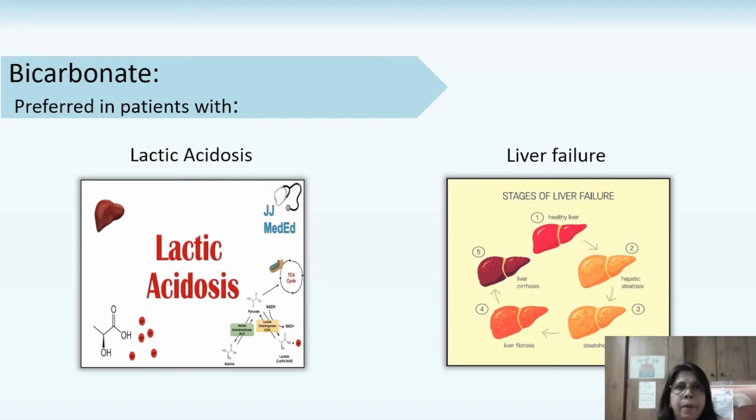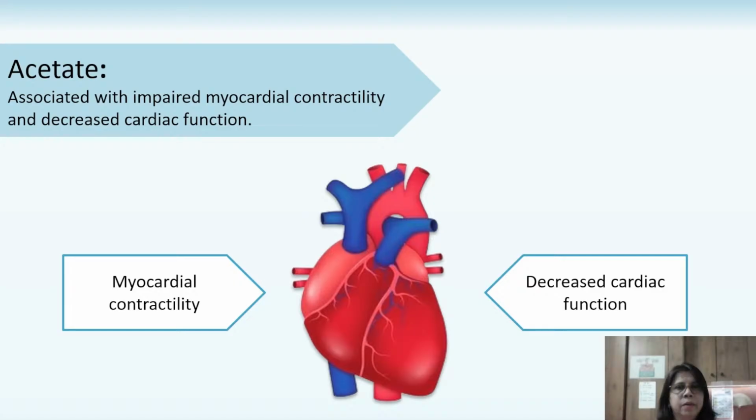In patients with impaired lactate clearance, such as in liver failure or with low tissue hypoperfusion, the patient may develop accumulation of lactate. If D-lactate accumulates, this cannot be metabolized by humans, and this can then result in neurologic impairment. And in such situations, therefore, bicarbonate buffer is preferred. Acetate is associated with impaired myocardial contractility and decreased cardiac function, and therefore is rarely used as a buffer in CRRT.